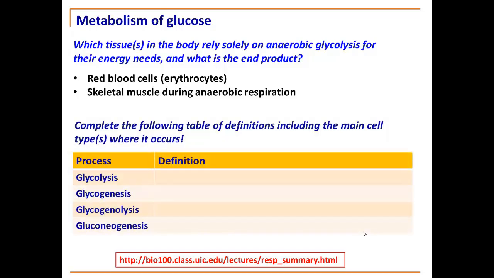So I want you to complete the following table of definitions, telling me the main cell type where it occurs. So I want you to define glycolysis. I want you to define glycogenesis. Remembering what is genesis, what does it mean? Same thing, glycogenolysis. What does lysis mean? And then gluconeogenesis. Again, define each one and then just tell me, or tell yourself, what cell or cell types is this taking place in? So press pause.